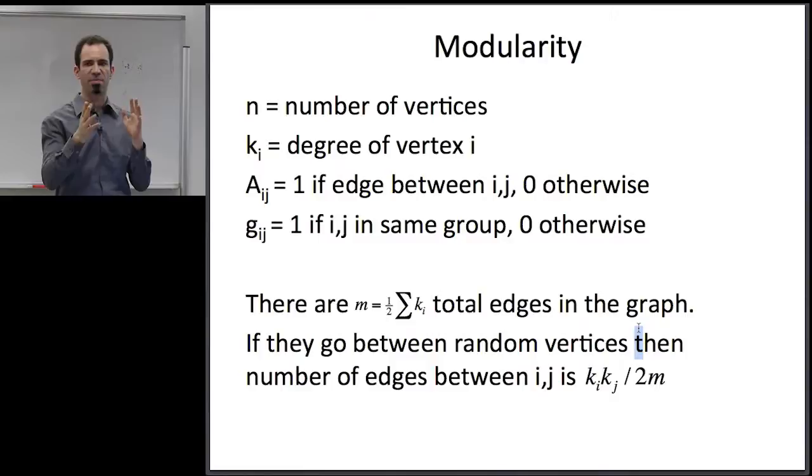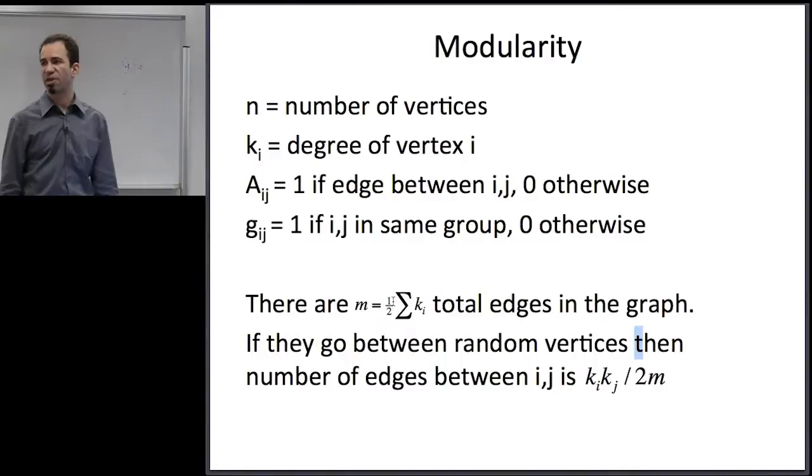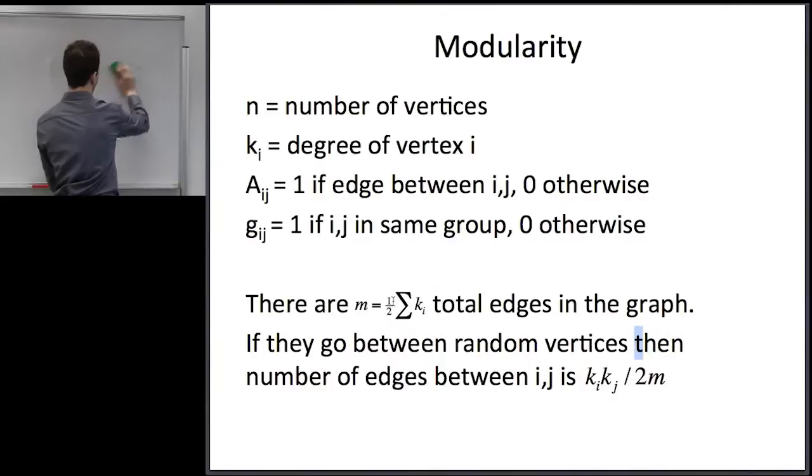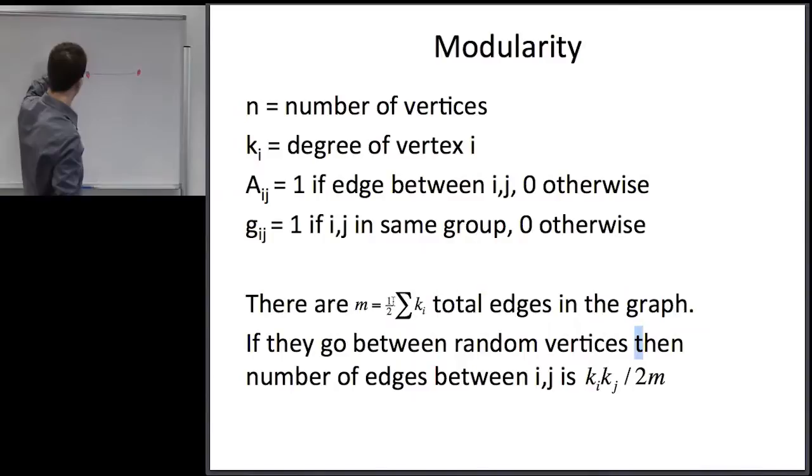So, all right, there is one half of the sum of ki total edges in the graph. Why do I have that half there? Yeah, otherwise I'd count every edge twice. Right. So the simplest example of that is if I have two nodes, there's one edge, this node has degree 1, so k1 equals 1, k2 equals 1. If I sum those together, I get 2, but there's only one edge. So I gotta have that half in there.